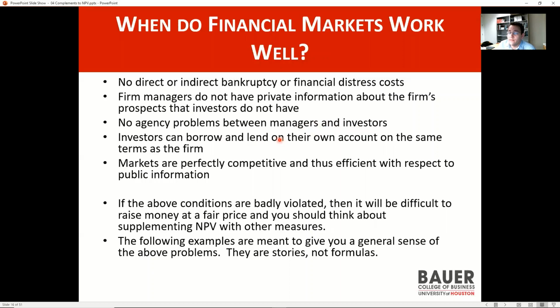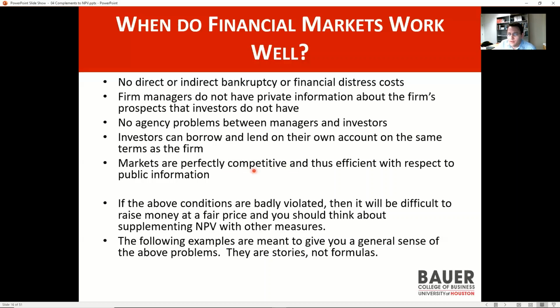Fourth point, investors can borrow and lend on their own account on the same terms as the firm. When we talked about Jane Fonda, what did Jane do? She was taking a loan, or selling her shares, just like the firm could. So if the firm can get a loan to pay off a dividend at time 1, Jane Fonda could do the same thing. If investors can't do that, then NPV may run into some problems, because Jane Fonda is not going to be able to get a loan when she needs it. And so NPV may not be enough.